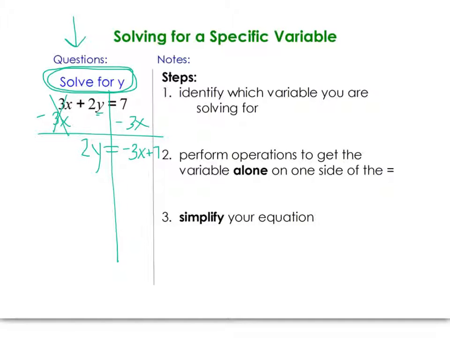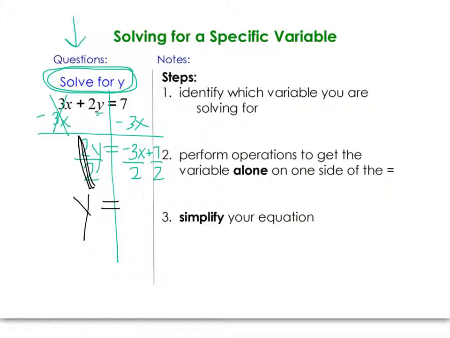Well, y is not alone yet. There's a 2 being multiplied by it. If I divide both sides by 2, I want to divide every piece on the other side of my equal sign by 2. So 2y divided by 2, those 2's cancel, and I get y equals.